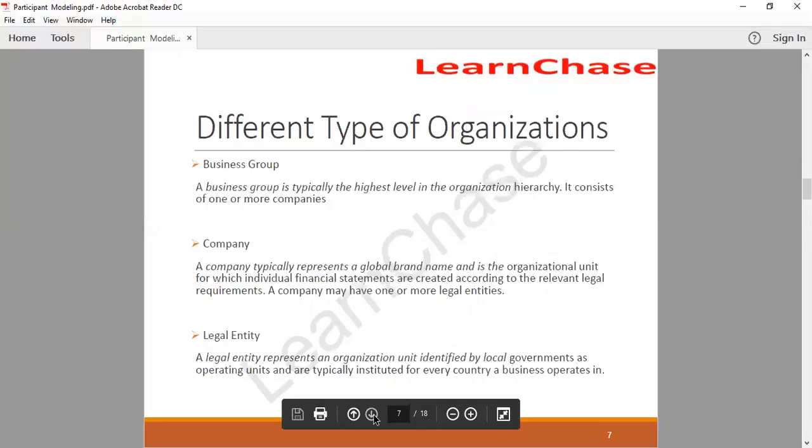So when you define an organization, which is your primary task in Sterling, you need to define all this. It has to have a business group it belongs to. There should be a company defined, represented, and it should be a legal entity that is available in that particular country where it is situated.